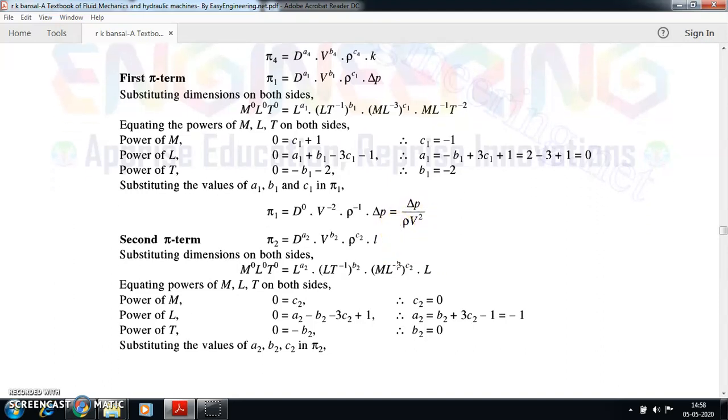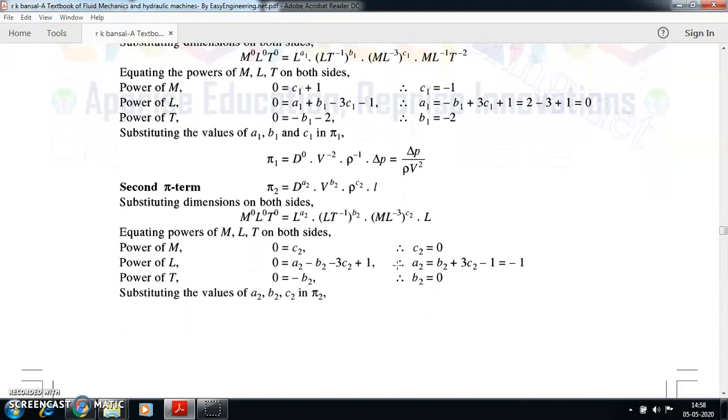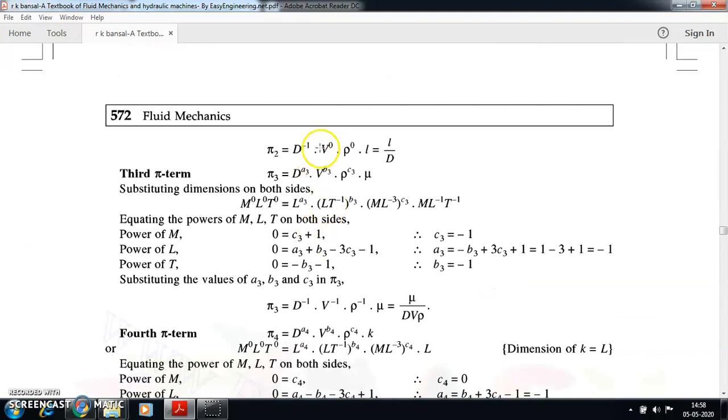Similarly, do the same thing for pi 2, where pi 2 is d^A2 v^B2 rho^C2 into L. Put everything in fundamental dimensions and equate the powers of M, L and T to find A2, B2 and C2. At the end, your A2 will be minus 1, and your B2 and C2 are going to be 0, and with L there, you get L by D. Similarly take the pi 3 term, put everything in fundamental dimensions, and work with the powers of M, L and T to find A3, B3 and C3, which are all minus 1.